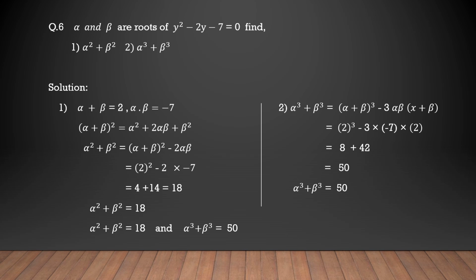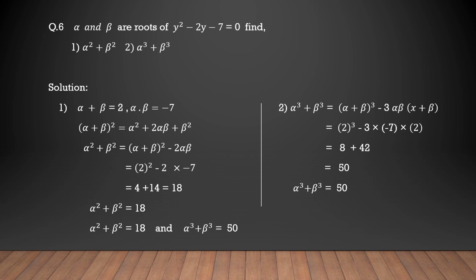Here the formula of (a + b) cube is equal to a cube plus b cube plus 3 into a into b into (a + b). So here we apply the formula and we put the value of alpha plus beta and alpha into beta. So alpha plus beta is 2. 2 cube minus 3 into alpha into beta. Alpha into beta is minus 7, into alpha plus beta is 2.